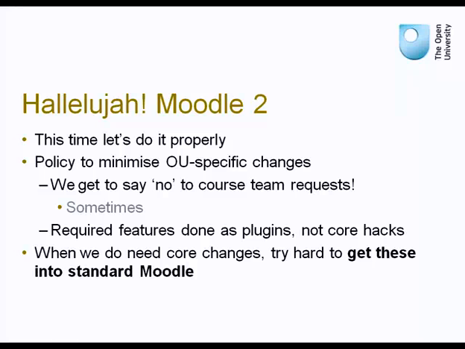And also if we want to, for example, include someone else's Moodle plugin and then it doesn't work, oh dear. So we do have an actual policy that we are going to minimize the number of OU-specific changes to our core code, and that does mean we occasionally are allowed to say no to things. So the required features that we do need to implement, we're trying to do as plugins. Whereas last time we had 2,200 OU-specific changes to core code, we're probably now going to have 2,000 plugins, or maybe not, hopefully a bit less.